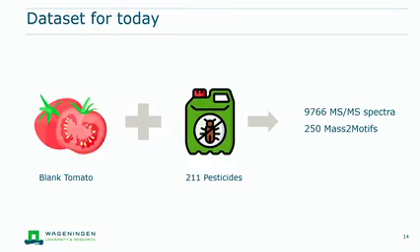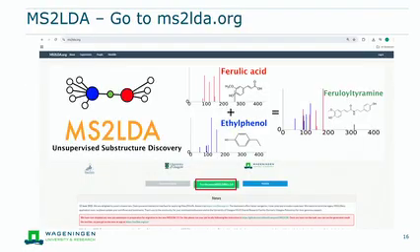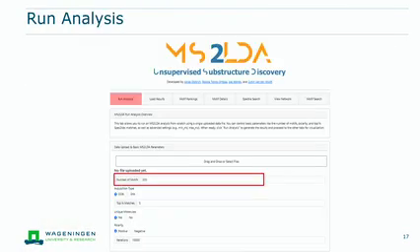A few things maybe about the dataset. It's roughly 10,000 spectra, and because it's a really important parameter, we selected 250 master motifs, which says we want to have 250 substructures modeled. It's not 250 substructures, you will see that in a second as well. Obviously the goal of this case study was to find substructures related to common pesticides. So I jump over the dataset and downloading.